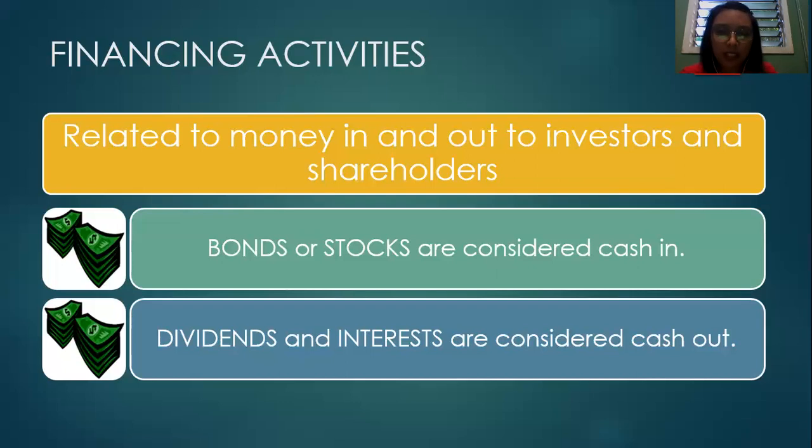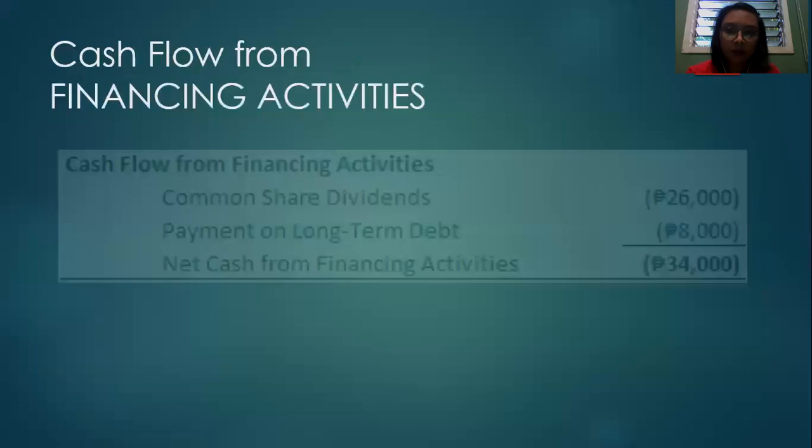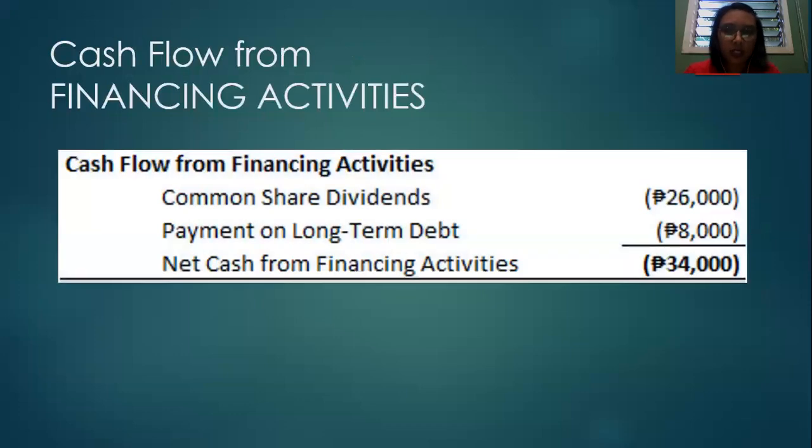Please replay this many times so that you may be able to see the difference. Okay? Next, okay, so this is the part of the financing activities in a cash flow statement. Common share or dividends. Since we're talking about financing activities, common share dividends is an outflow. Payment on long-term debt is also an outflow.